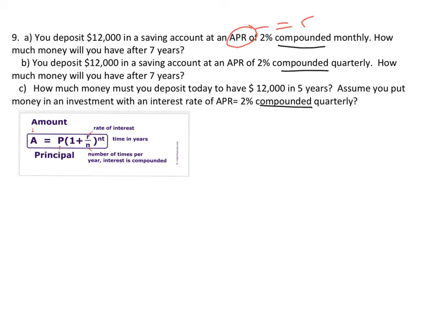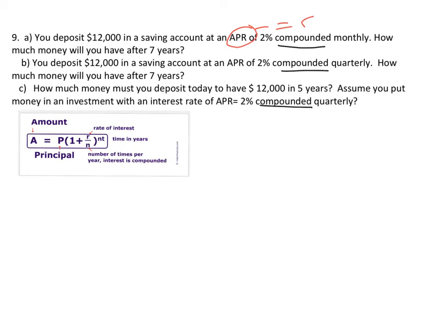If you want to estimate, it should actually come out a little bit lower than in part A because you're not compounding as frequently, right? The more you compound, the more your interest has a chance to earn more interest. So if you're not compounding as frequently, you're going to have a little bit less. So it should come out a little bit less than 13,800, but not that much less, because all the other things are the same. We're still putting in 12,000, still an APR of 2%, and we're still doing it for 7 years.